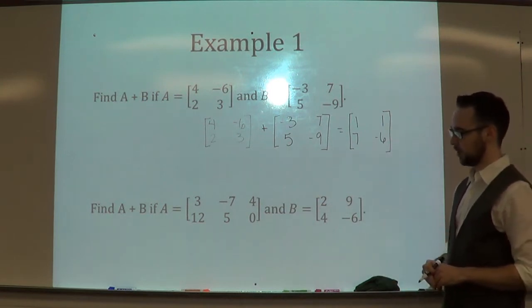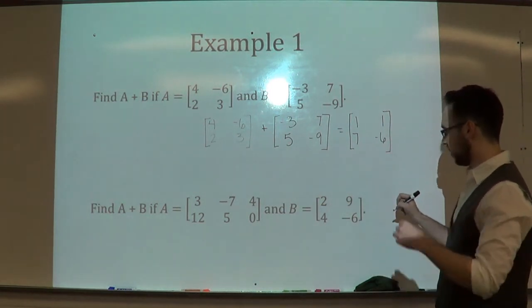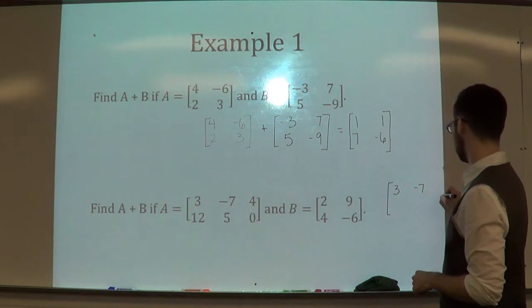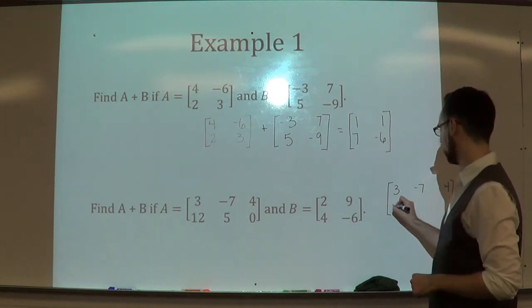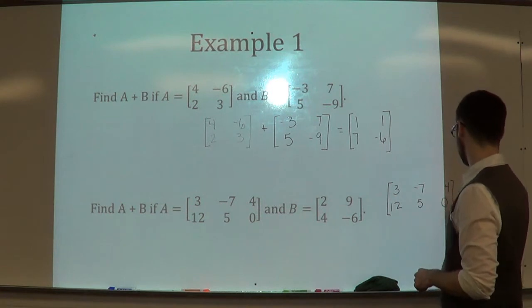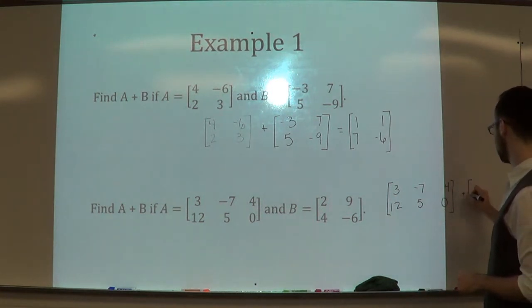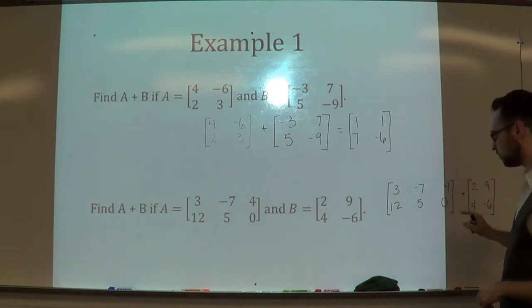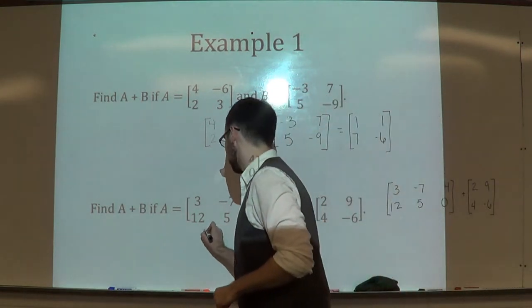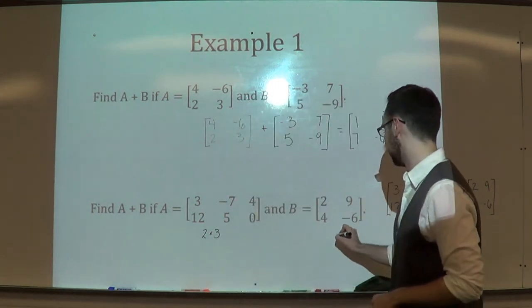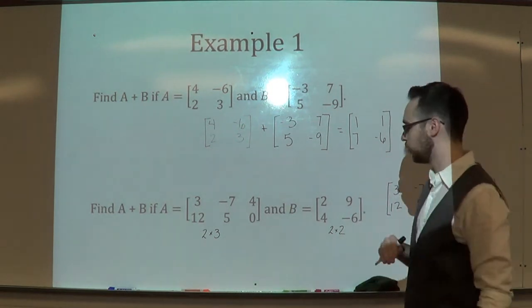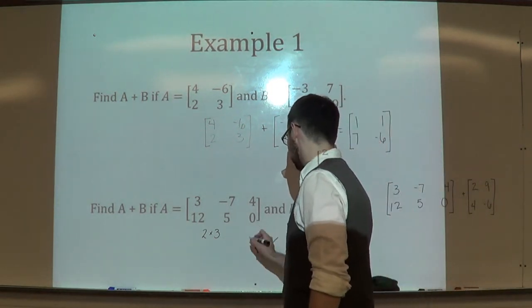Let's go ahead now and find A plus B for the second problem. So we look at this, we have 3, negative 7, and 4. Second row is 12, 5, and 0. And when I add those to the next matrix, notice this is a 2 by 3, and this is a 2 by 2. The dimensions do not match, so there is no solution to this problem. We cannot do this. It's undefined, no solution.